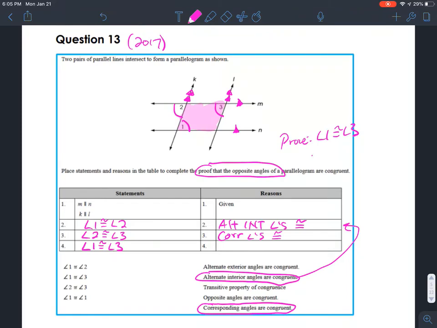That's the transitive property. So 1 takes you to 2, 2 takes you to 3, which is telling us that 1 is taking us to 3. That's the transitive property of congruence. Done and done.